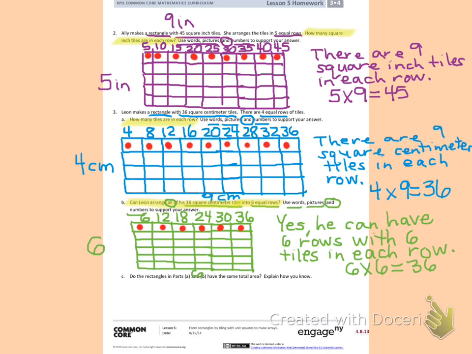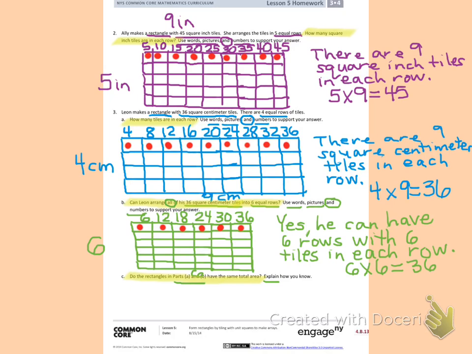Item C. Do the rectangles in part A and B have the same total area? Explain how you know. I better highlight the question. Do the rectangles in part A and B have the same total area? I'm going to underline parts A and B and explain. Let's see, what is the area of part A?